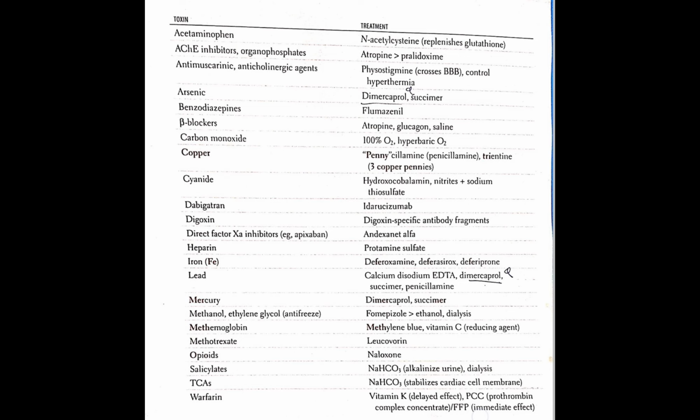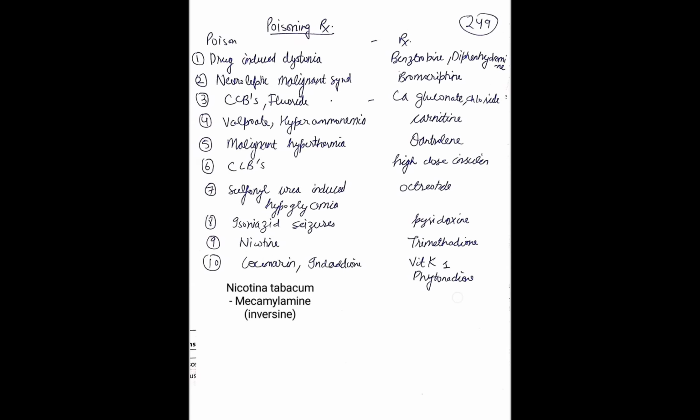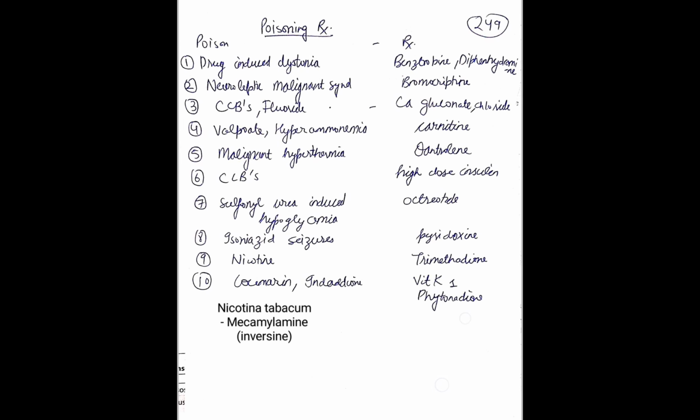Salicylates means aspirin. For that we use sodium bicarbonate. For TCAs we also use sodium bicarbonate. They have different functions. And warfarin: vitamin K and fresh frozen plasma. Then next we have a few other poisoning treatments.